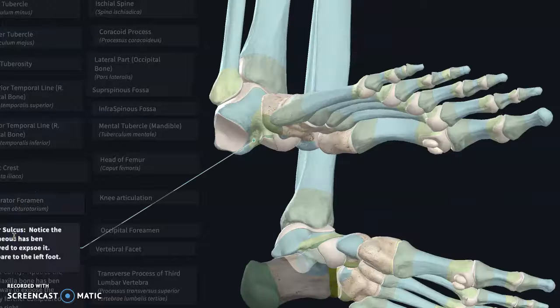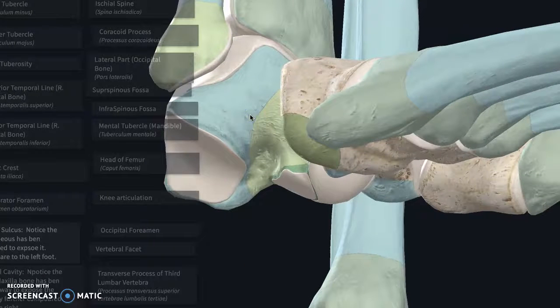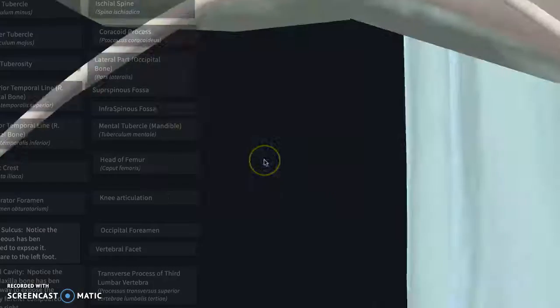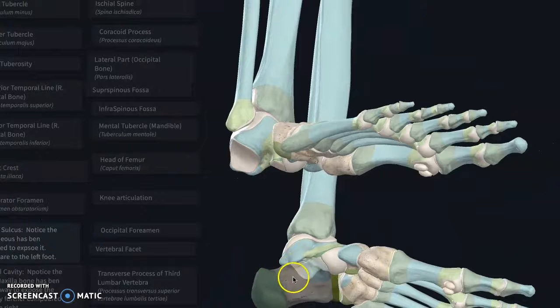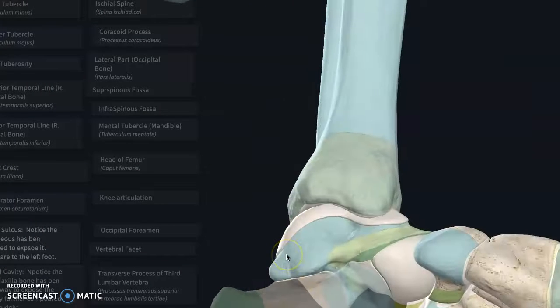The next one is the talar sulcus. This bone here is known as your talus. And this line here, just like the bicipital groove or bicipital sulcus, is another sulcus underneath the heel. What I want you to notice here is that the calcaneus is missing on this bone. You have to pull it away so you can see it.